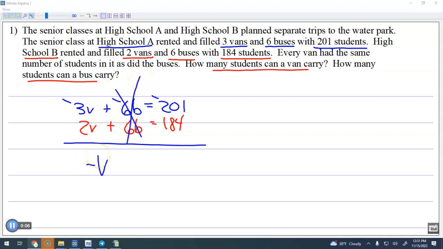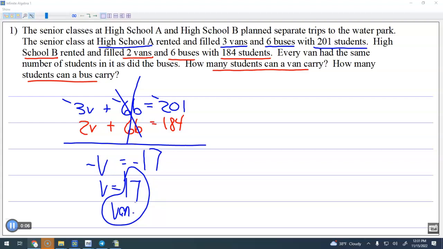You get negative van equals negative 17. I don't care about negative van. So if negative B is negative 17, B must be regular 17, right? So there's 17 students in a van. Not 17 vans, 17 students in a van. But I'm not done. Because I got to answer the buses too.